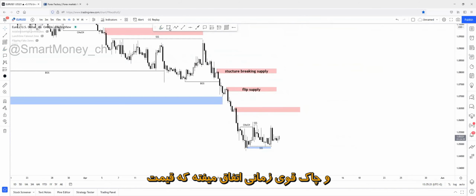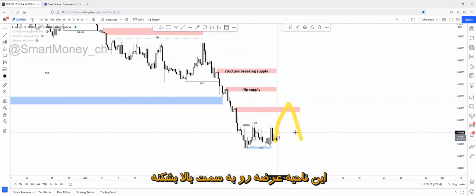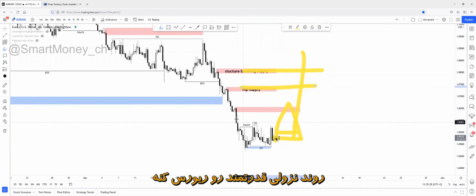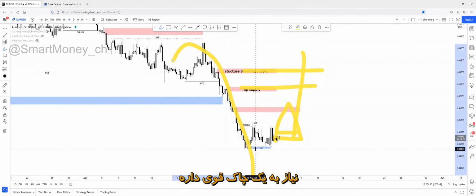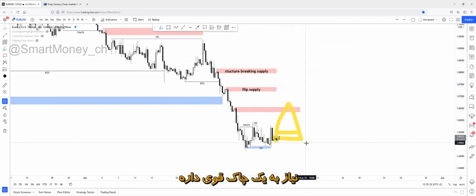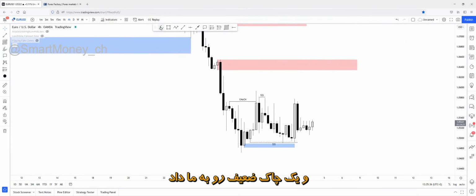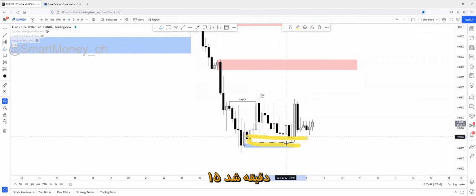If a strong change of character happens, for example price breaks above this supply zone, then I believe higher supply areas will be tapped, because we need a strong change of character to reverse this extremely bearish trend. So price reversed here, created the weak change of character on the 4-hour chart to the upside. After this, it stepped into this 50-minute POI.